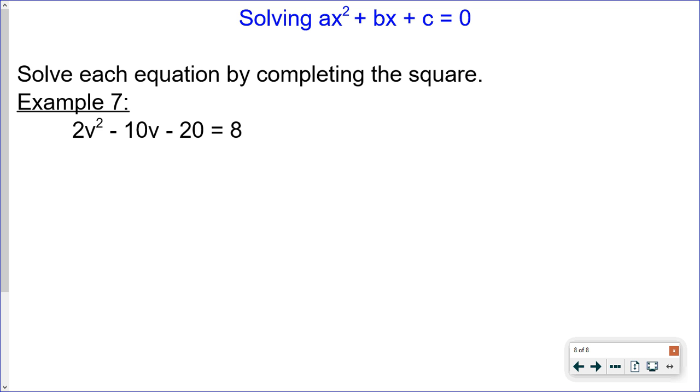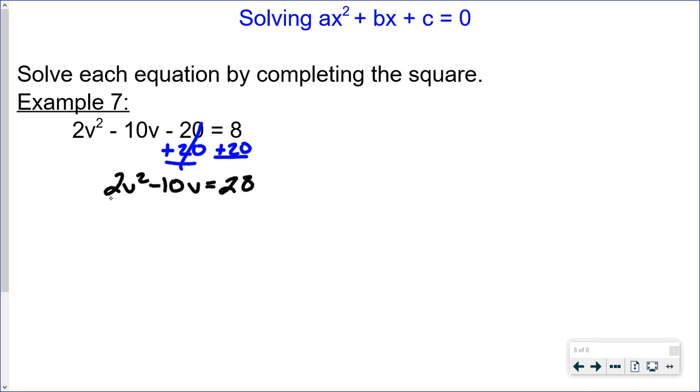So it's the exact same thing again. I'm going to move the c. Well, actually, it's not the same thing because there's a number over here already, okay? But we're still going to move this over to the other side. So plus 20. So now I have 2v to the second minus 10v equals 28.